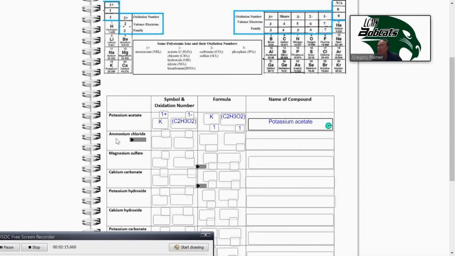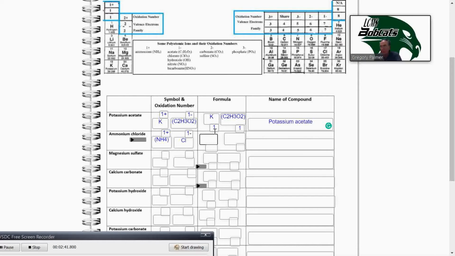We're going to look up here. Ammonium doesn't sound like any of the elements we've worked with. We look up here and see it is a polyatomic ion, and it's NH4. And we look on the chart, and its oxidation number is 1 plus. Okay. Now, chlorine, like we said, its symbol is Cl, and it's over here in family 7, and it has an oxidation number 1 minus.